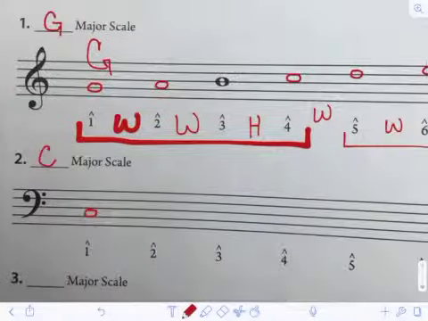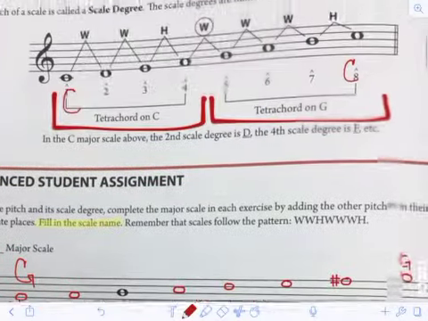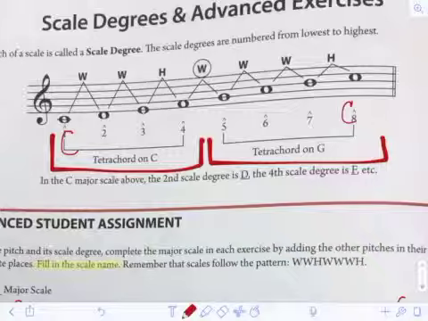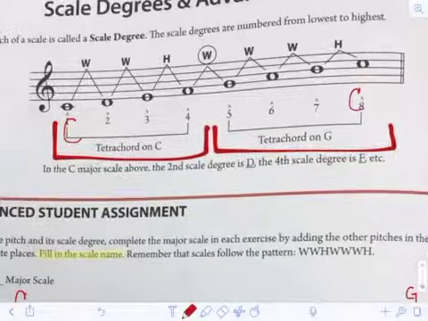And now I'm just going to point something out to you here. If you look up here at the top of your page, that's a C major scale, guys. You notice how there are no sharps or flats? That's because C is the only key where we don't need any sharps or flats to make this whole, whole, half, whole, whole, whole, half pattern happen.